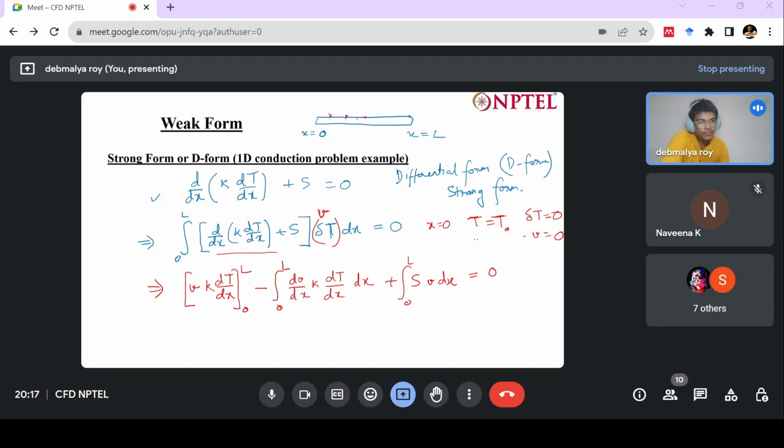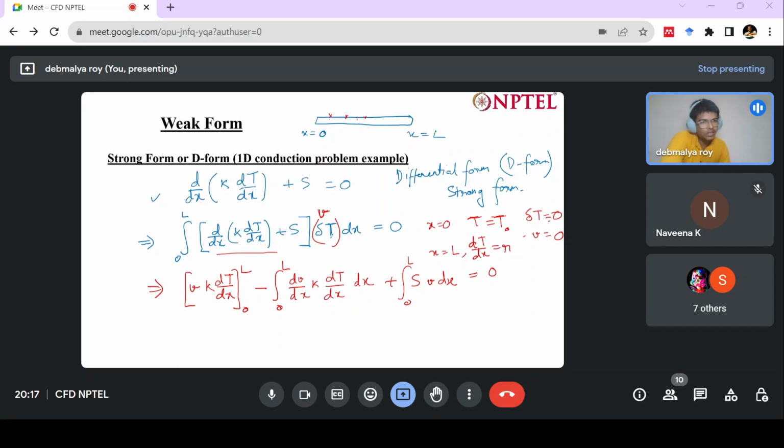What happens if instead of t, dt/dx is specified? Suppose dt/dx is some constant, let's say r. So let's say at x equal to L, that is the case. What will happen then?